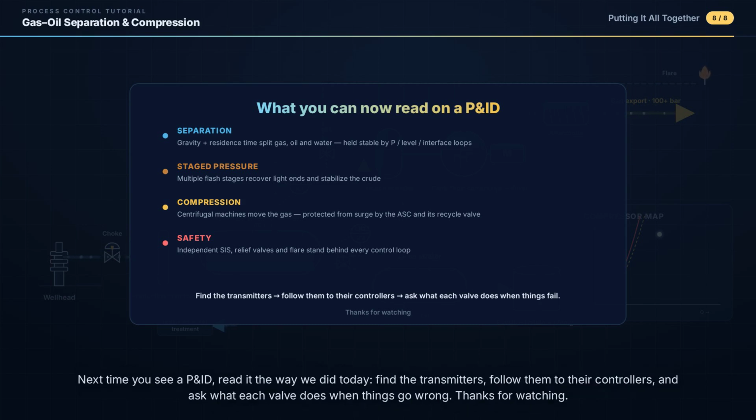Next time you see a P&ID, read it the way we did today. Find the transmitters, follow them to their controllers, and ask what each valve does when things go wrong.